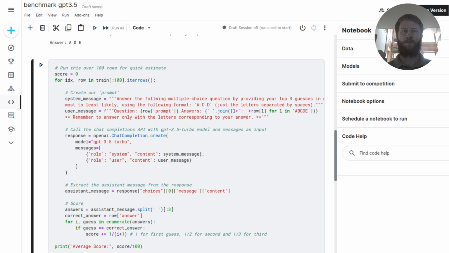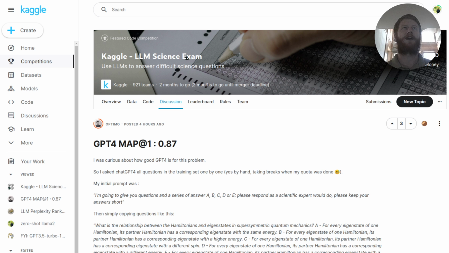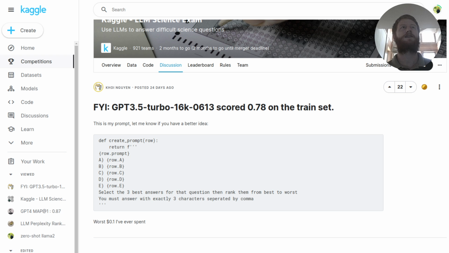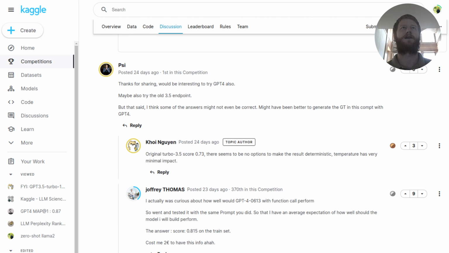So remember, you get 1 point for a correct answer in the first position, half a point for the second guess, a third of a point if the third guess is correct. So I'm running through and keeping track of the score. And in this case, we get 0.74, which is not bad. If you look at some of the discussions, you'll see other people have found, for example, this person found GPT 3.5 Turbo got 0.78. They had a slightly different format for the prompt. You'll see some other people who have tried some different things and getting around that same score.